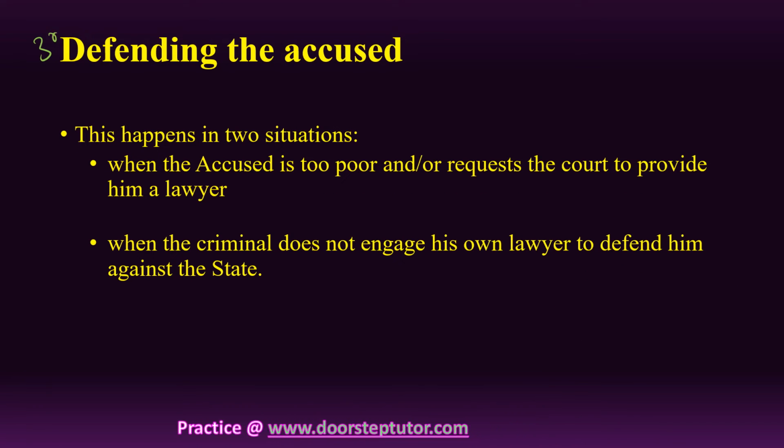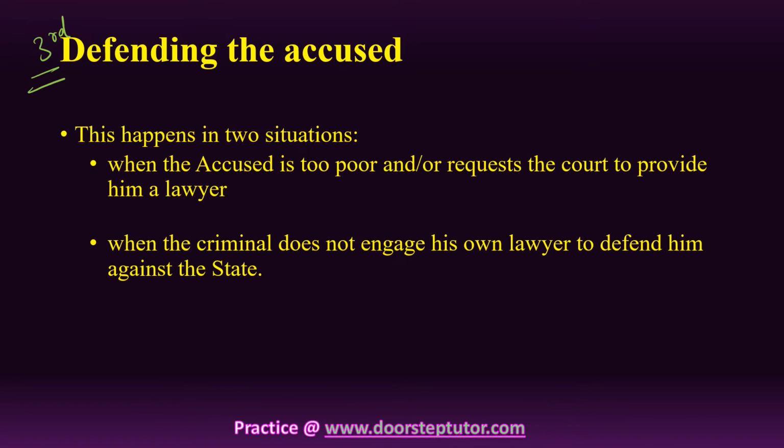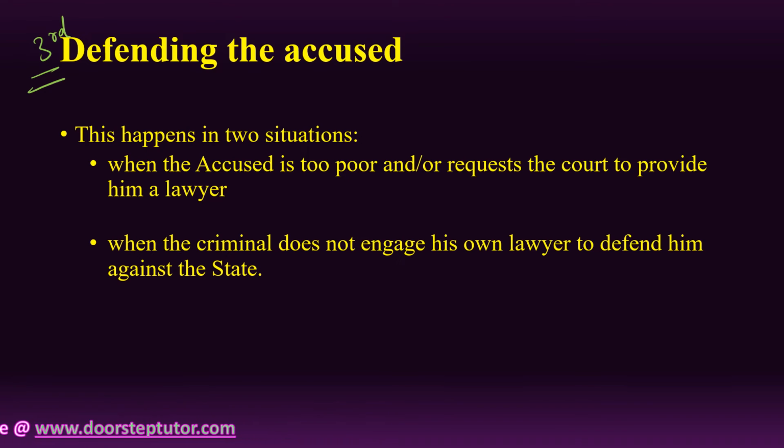The third very important thing is defending the accused. The traditional amicus curiae is the one who is asked to represent the accused in a criminal appeal. This happens in two situations. When the accused is very poor, or he requests the court to provide him a lawyer. For example, Raju Ramchandran defending Kasab, that was there.